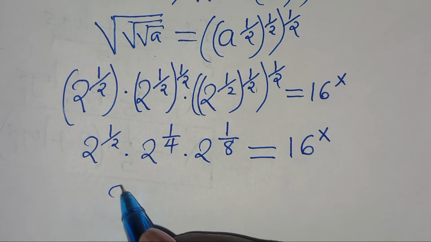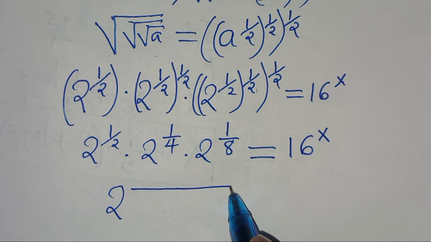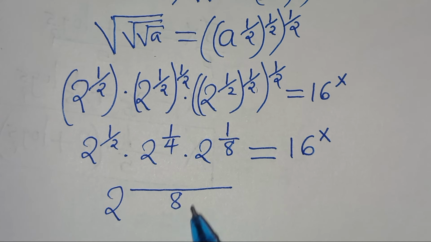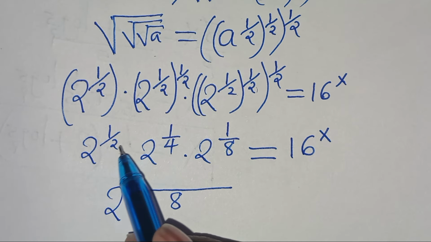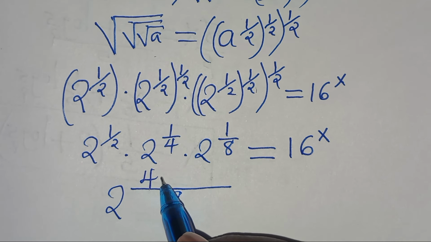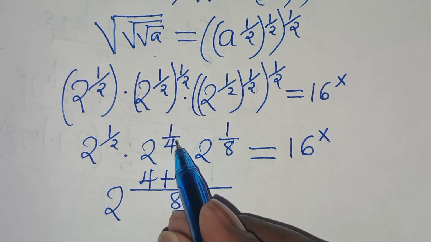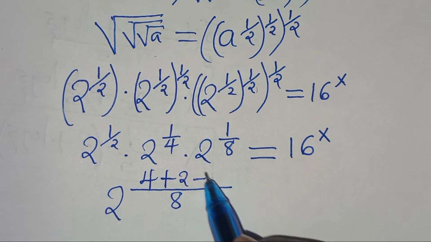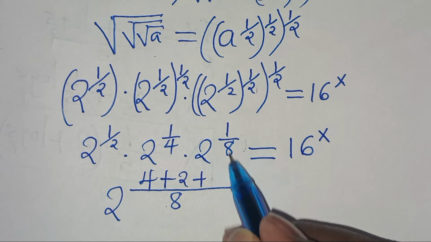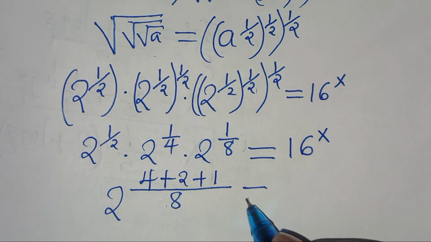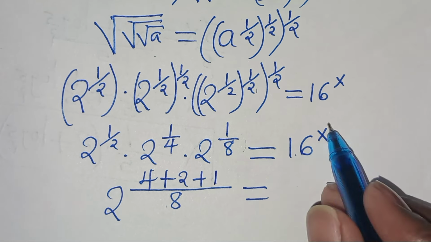Now, this is 2 to the power of, we have the LCM here. This is 8. 8 divided by 2 is 4 times 1, which is 4. Then plus 8 divided by 4, this is 2 times 1, this is 2. Then plus 8 divided by 8 is 1 times 1, which is 1. And this is equal to 16 to the power of x.